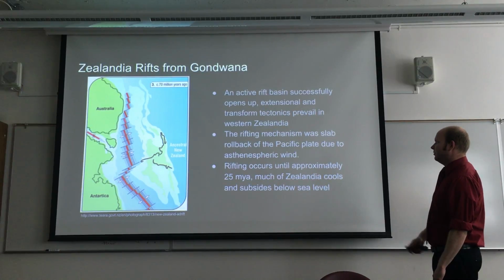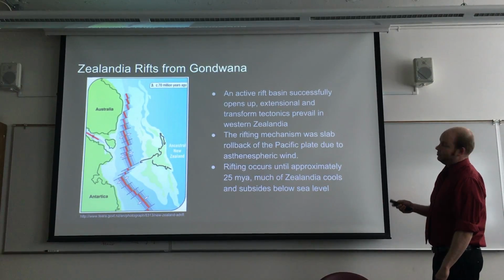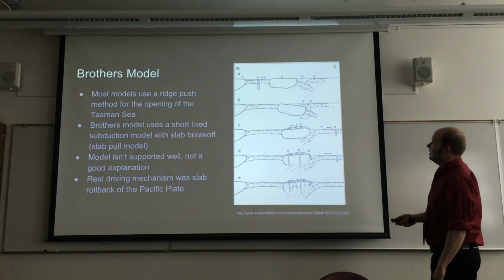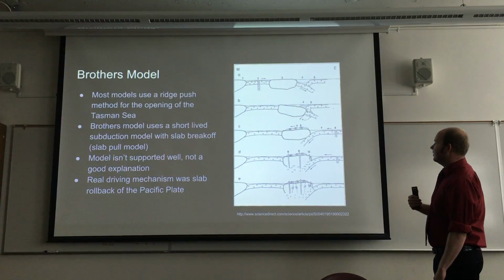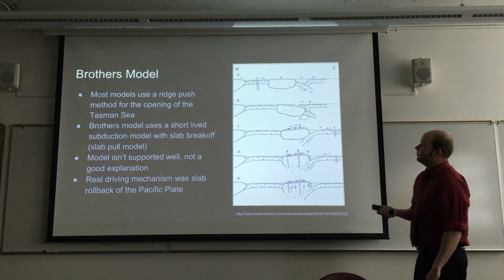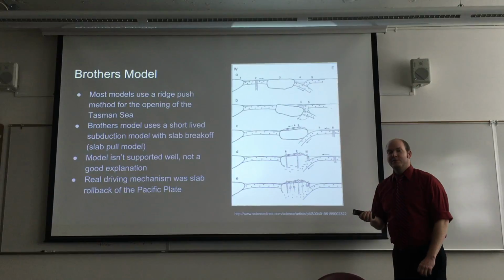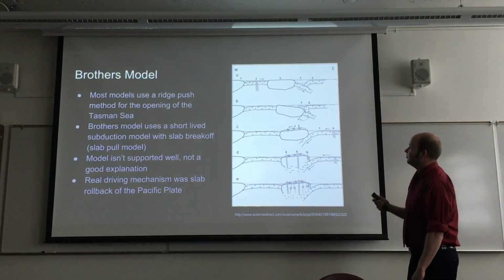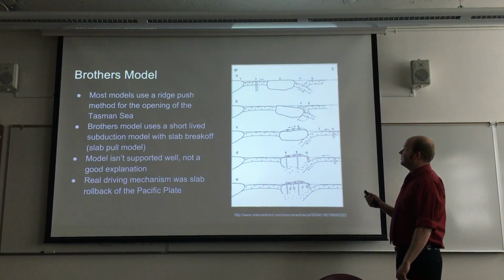After this, New Zealand was cooling and subsiding, a lot of it going below sea level. One of the models that we found while looking for how Zealandia drifted away from Gondwana was the Brothers model, which they believe in the slab pull method.